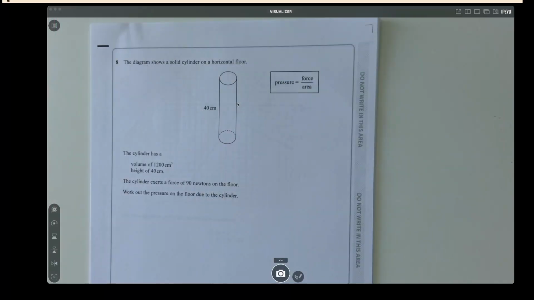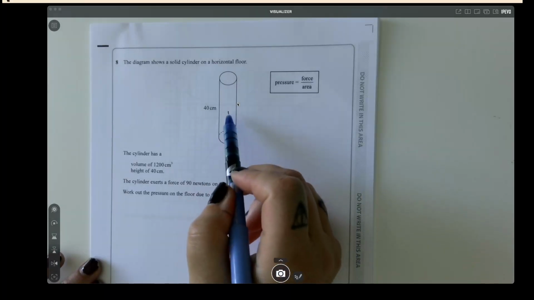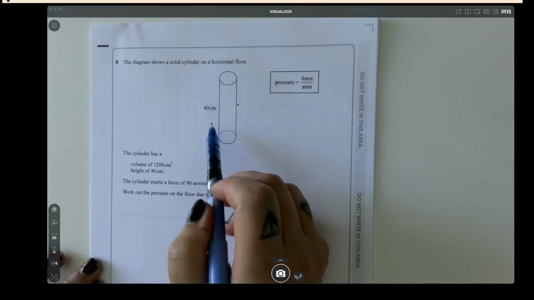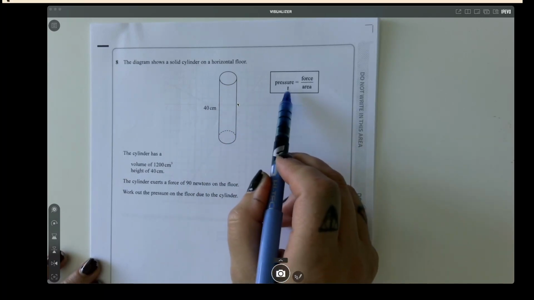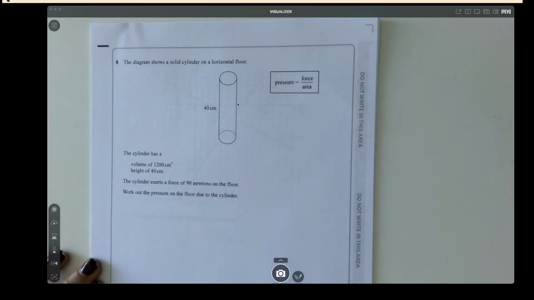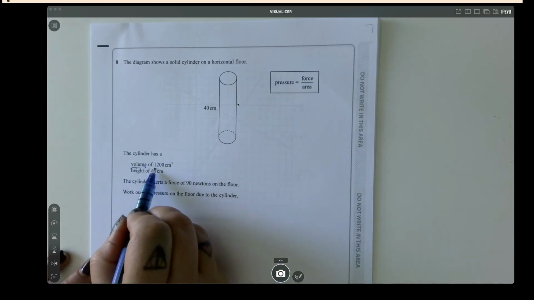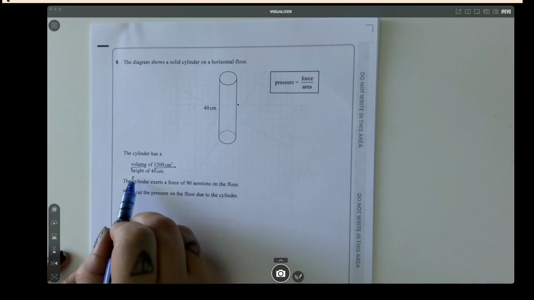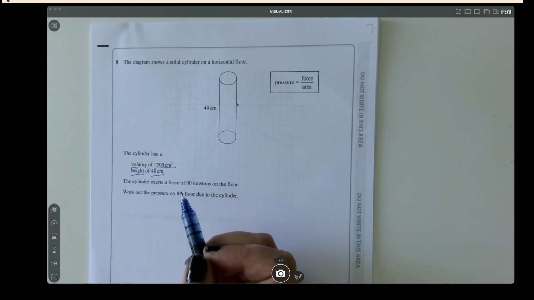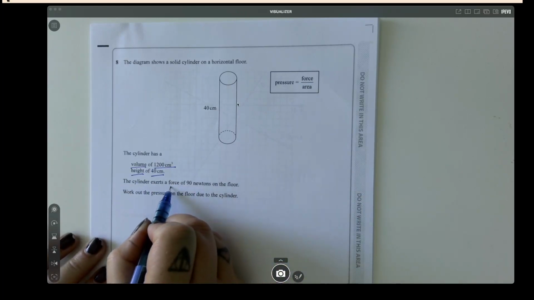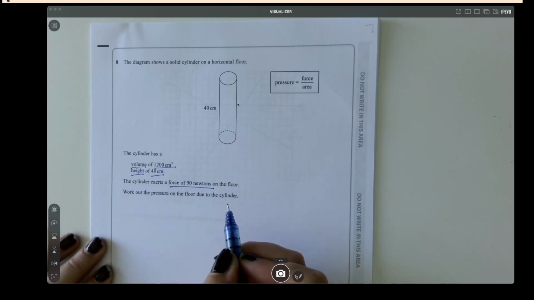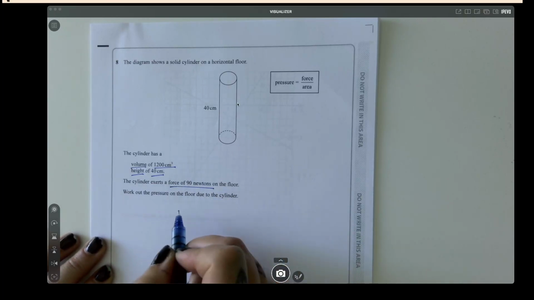Question 8. The diagram shows a solid cylinder on a horizontal floor. So this is the cylinder. It's got a height of 40 centimetres. We've been given the pressure equals force divided by area formula. So the cylinder has a volume of 1,200 centimetres cubed and a height of 40 centimetres. The cylinder exerts a force of 90 newtons on the floor. Work out the pressure on the floor due to the cylinder.